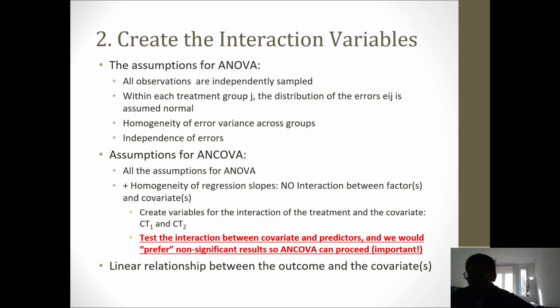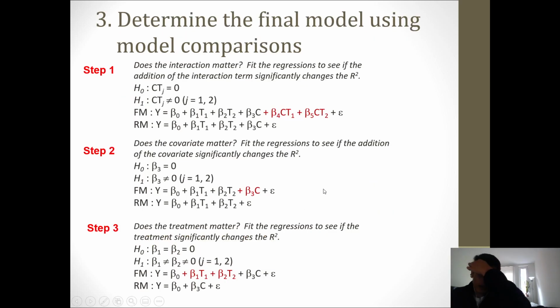So pretty much for all the assumptions here, the only thing we are going to check in the lab code is just the homogeneity of regression slopes. So no interaction between factor and covariates. Okay, so that's the only one. So let's move on.